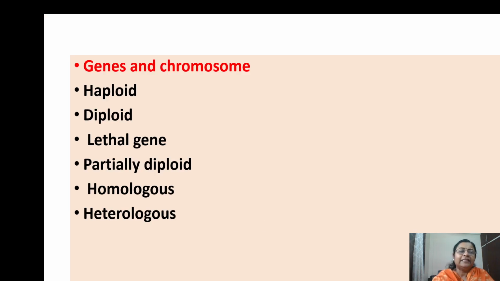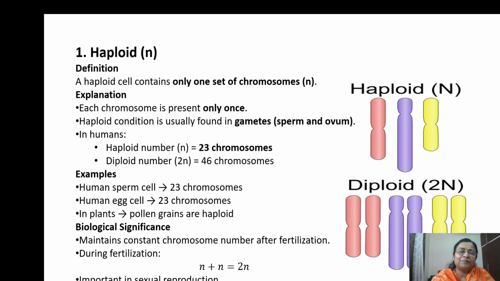Students, in this lecture, we are going to study certain concepts like haploid cell, diploid cell, lethal genes, partially diploid cell, homologous, heterologous. Many of the concepts we already studied in our first lecture. So let's see one by one.